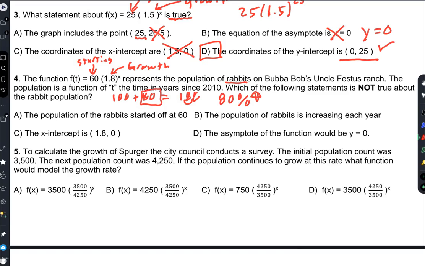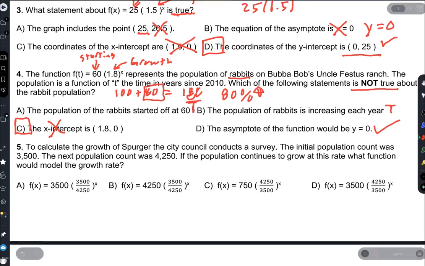Now then, which one is not true? So I know the starting amount is 60. I know it's growing by 80%. The population of the rabbits started off at 60. That is true. The population of the rabbits is increasing. That is true. Okay. The x-intercept, it never ever has an x-intercept. The asymptote is y equals 0. C is false, right? That's the one that's not true.